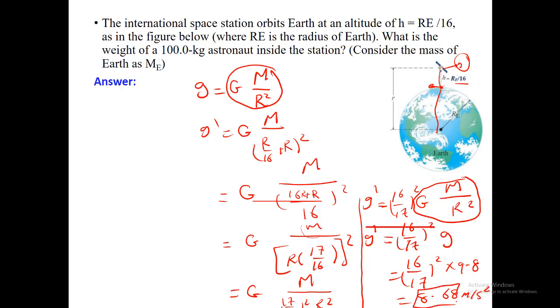As we expected, the acceleration of gravity at that height should be less than 9.8. It's 8.68 meters per second squared. The last step is that he asks about the weight of the person at that height. So W dash equals the mass, which is 100, times this new acceleration, which in this case is 8.68. That should be something around 868, and this is of course in Newtons.